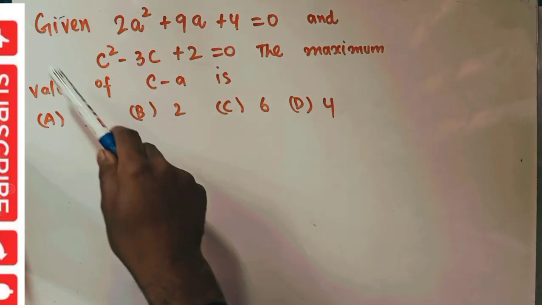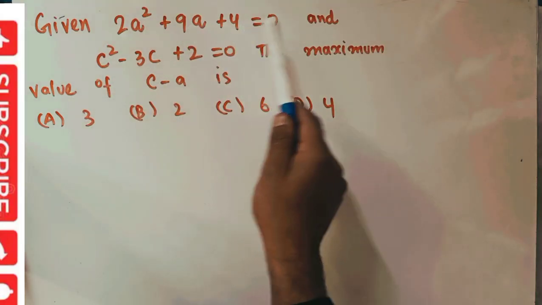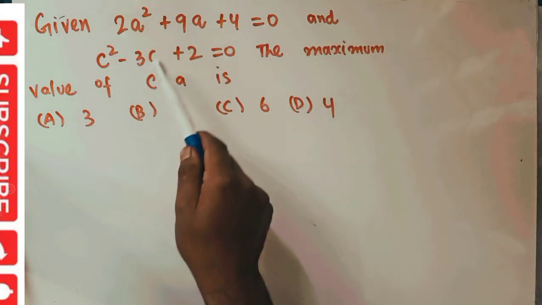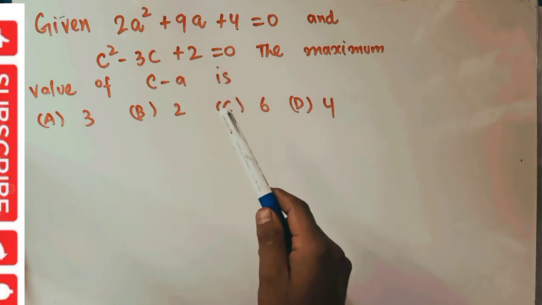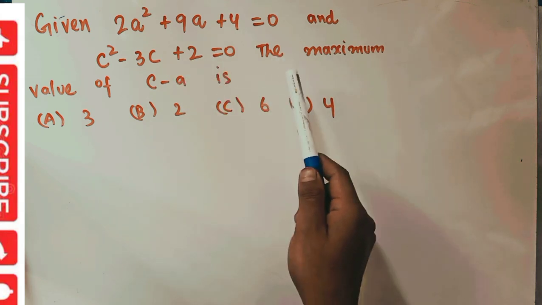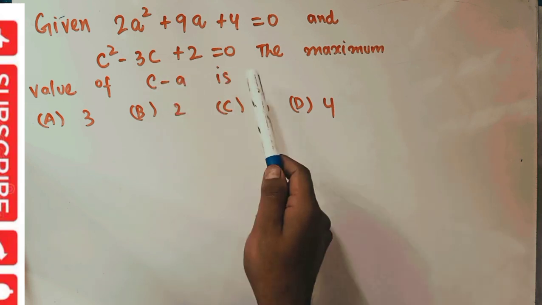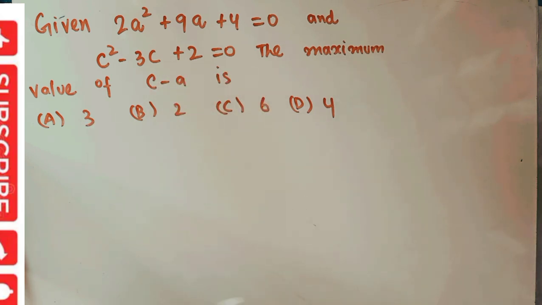The question is: given 2a² + 9a + 4 = 0 and c² - 3c + 2 = 0, we are supposed to find the maximum value of c - a. Options are being given. We need to find the correct option.